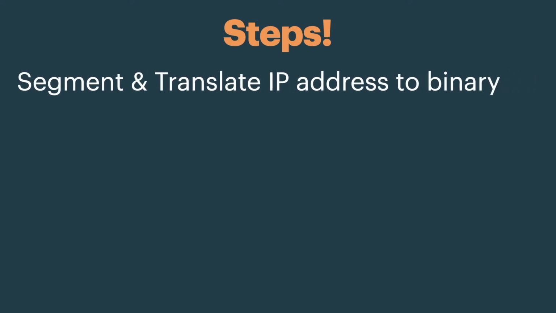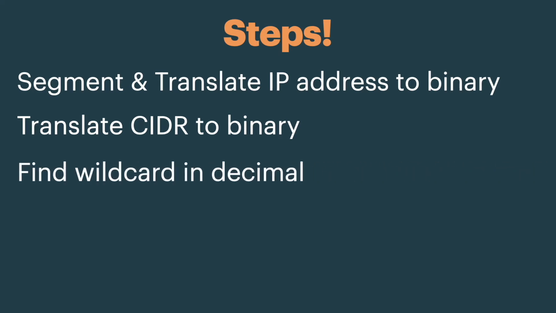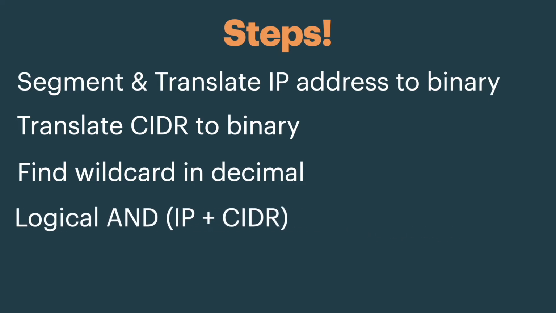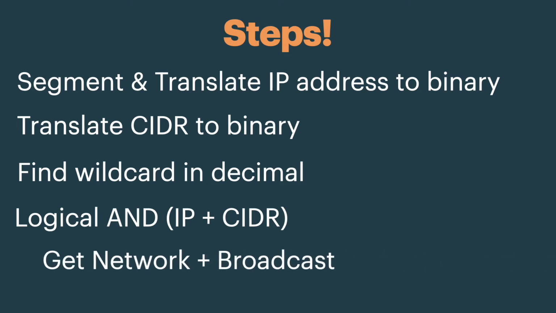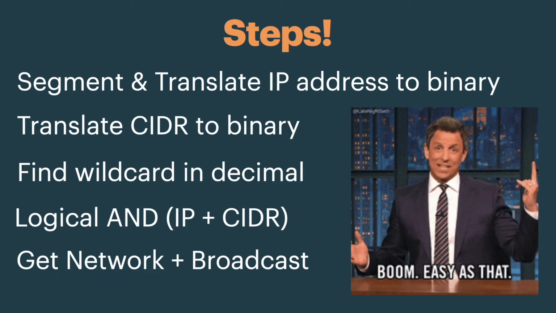Steps. Segment and translate the IP address to binary. Then we will translate the CIDR to binary, and then we get the wildcard, and we are going to translate it to decimal instead of binary. So IP and CIDR to binary and wildcard to decimal. Then we do a logical AND using the IP and the CIDR, and we're going to get the network and broadcast. Easy as that.